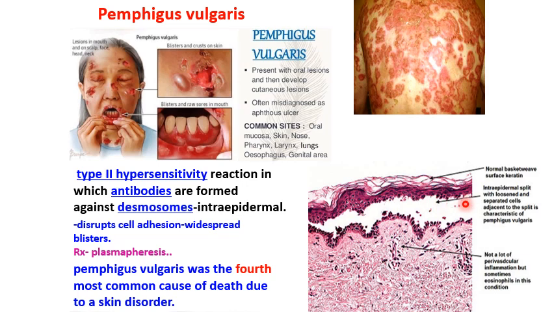So naturally, all the cells have these junctional complexes on the lateral wall of the cells. So all these areas are damaged because of the formation of antibodies which are acting against the desmosomes. So what can be done is the antibodies have to be taken off. Where are they present? In the plasma. So the plasma has to be replaced, just like dialysis, which is called plasmapheresis. So this is the fourth most common cause of death due to skin disorders.